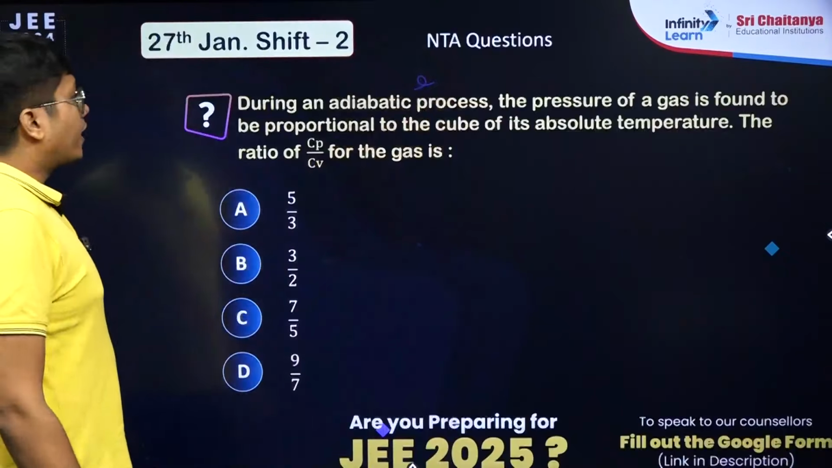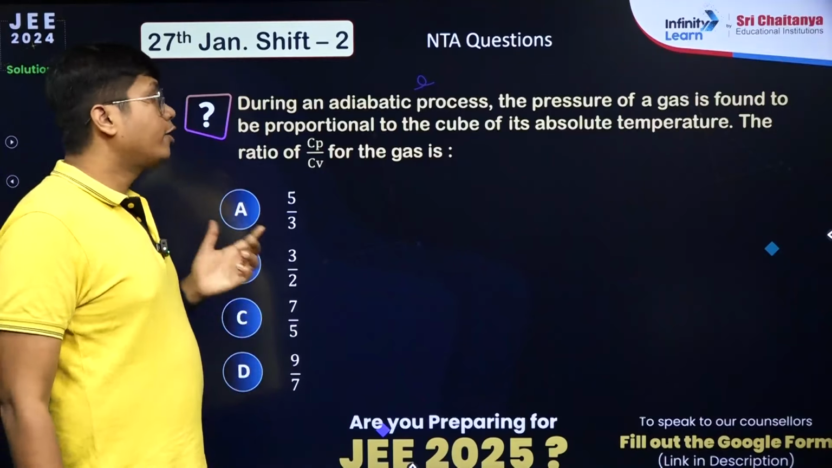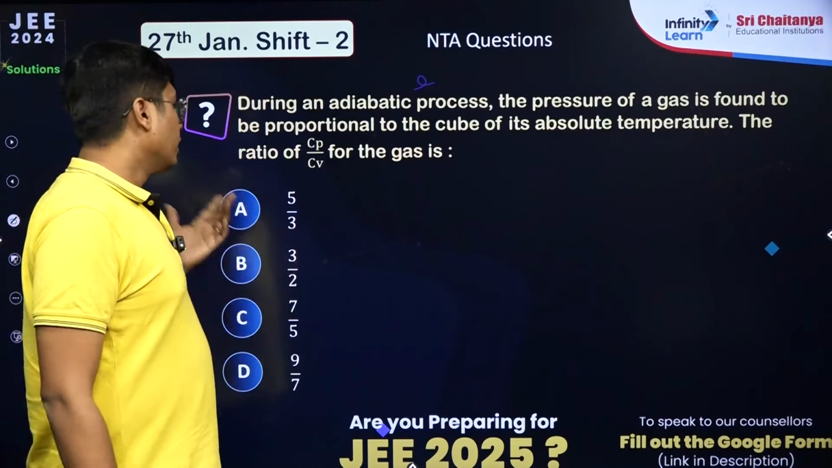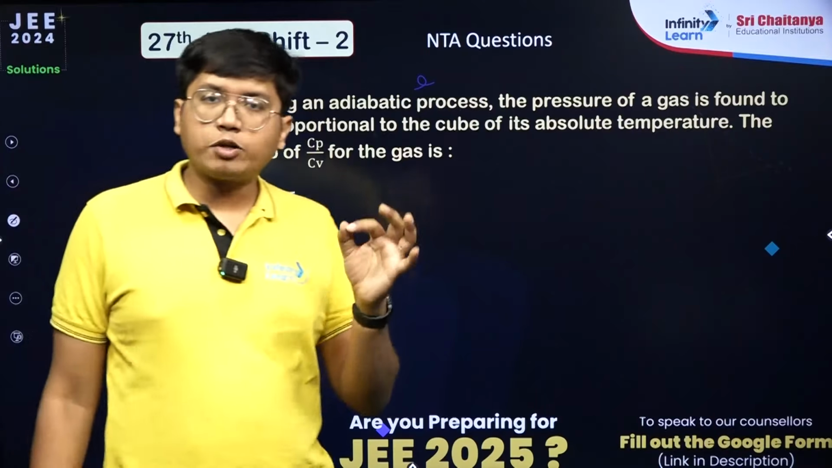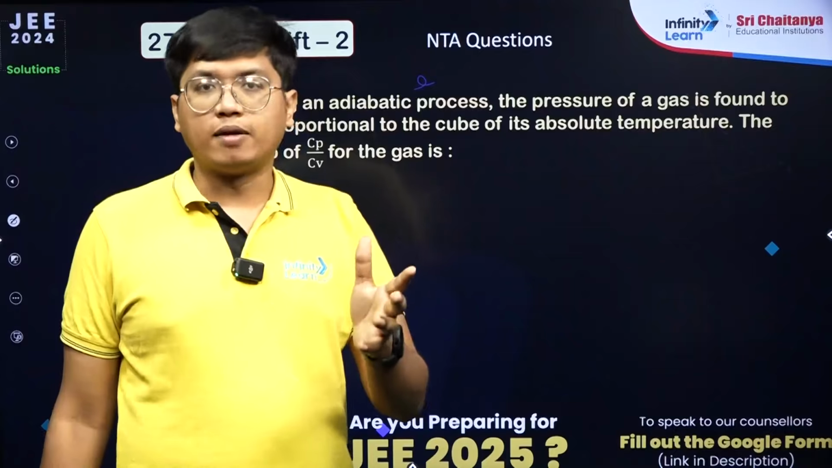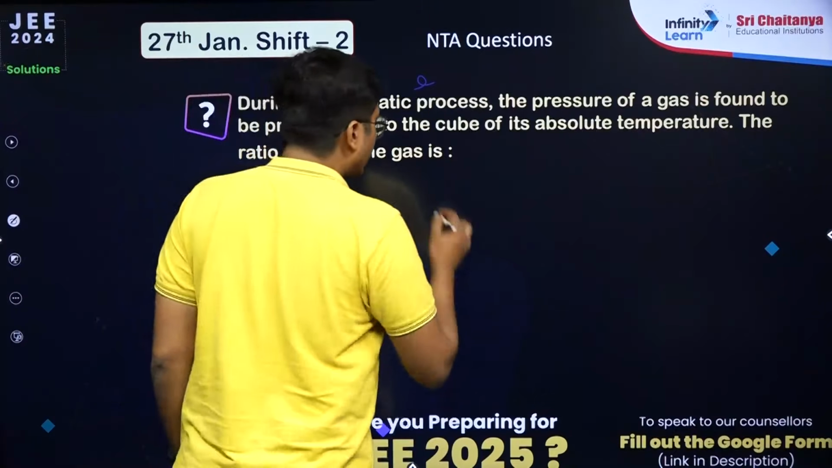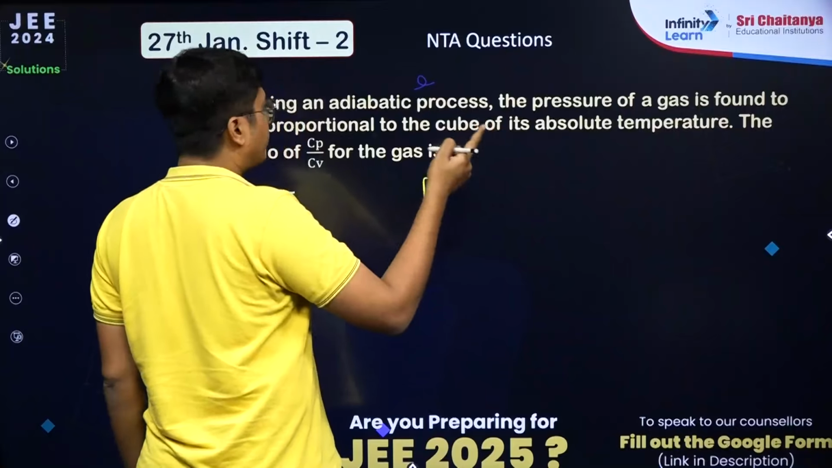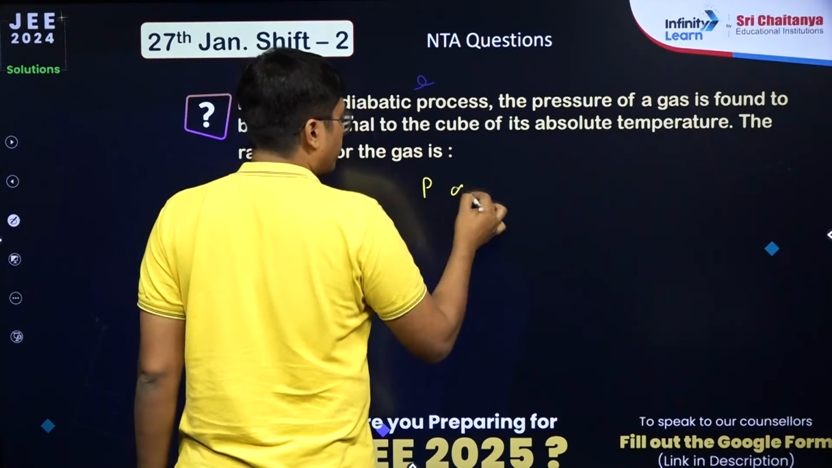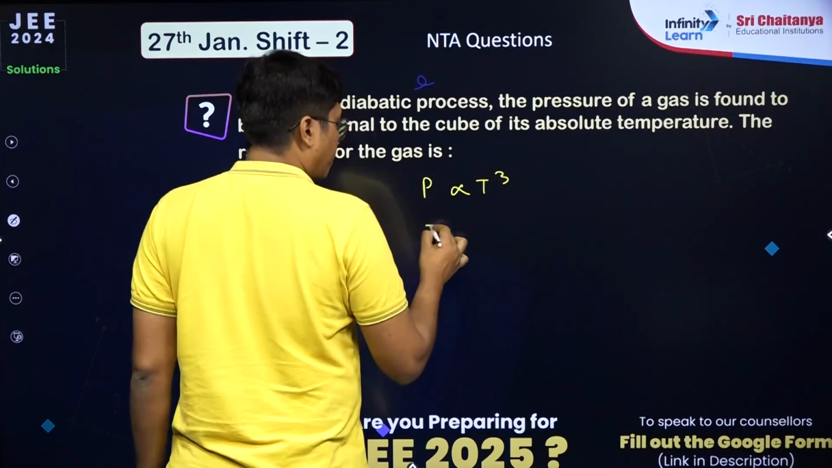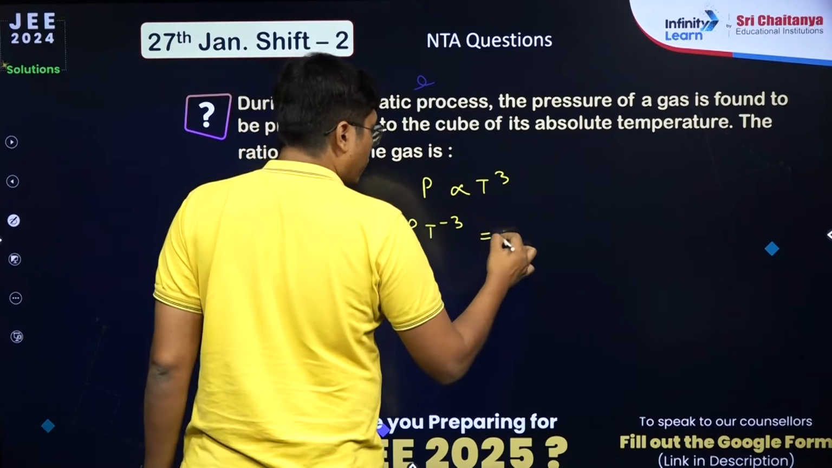This one says during an adiabatic process, the pressure of a gas is found to be proportional to the cube of its absolute temperature. Find the ratio of Cp by Cv for the gas. So this is like a polytropic process. You want to get to that Cp by Cv, that gamma, in that adiabatic process, right? How do you do it? It is said the pressure is found to be proportional to the cube of its absolute temperature. So P is proportional to T cube, or P into T to the power minus 3 is going to be a constant.